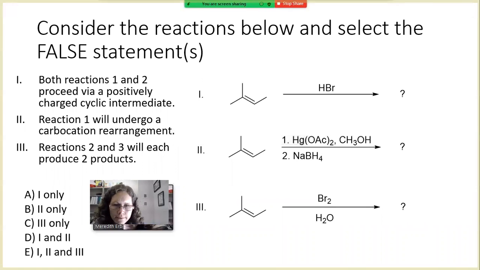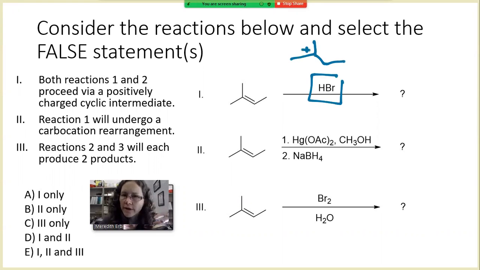For reaction number 1, we have HBr. And HBr is going to proceed through a carbocation intermediate. The first step is going to be proton transfer to make that carbocation. So always draw the carbocation out. The key reason for always drawing the carbocation out is so that we can consider whether or not a carbocation rearrangement will occur. In this example, we don't have to worry about a carbocation rearrangement because we have a tertiary carbocation and there's no rearrangement that'll make it more stable.